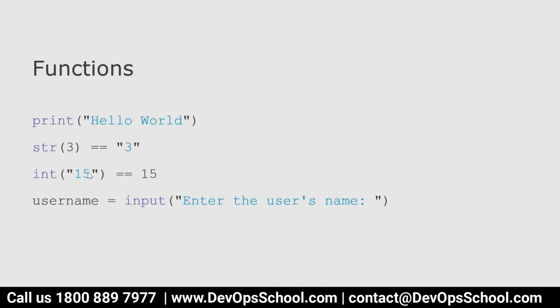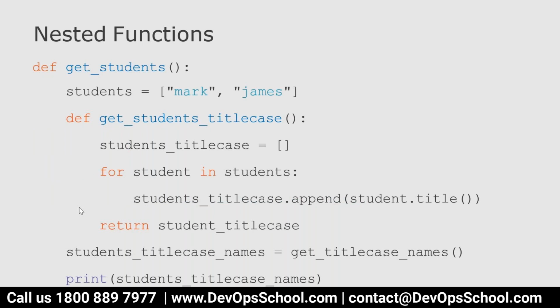Some functions you can also use to take user input, through the input function. So here, username is equal to input, which will prompt you, and here you enter the username. Whatever you enter will become the value for username. That's the input function that you have. Then there are nested functions and stuff like that.